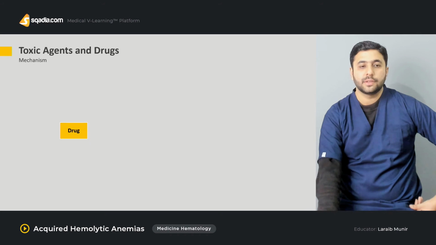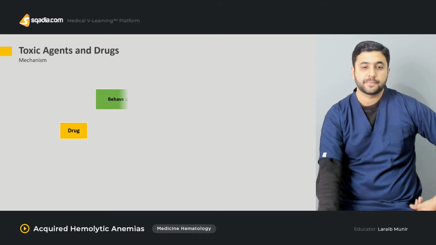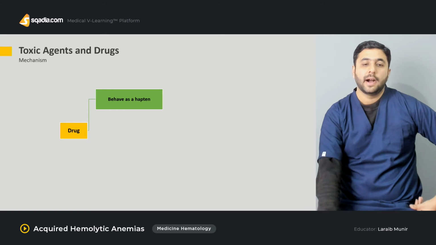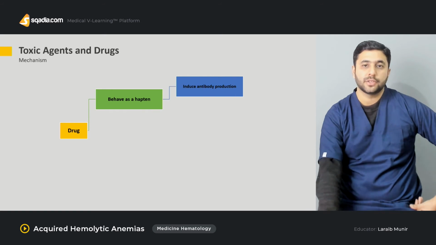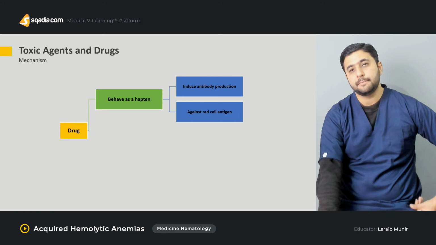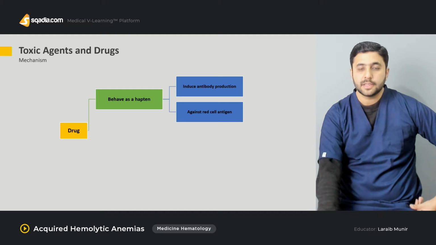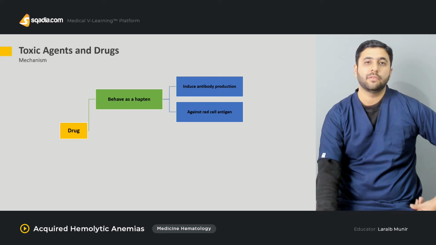Now let's talk about how the drugs lead to the destruction of the RBCs. There can be two mechanisms. Either the drug itself behaves as a hapten and leads to antibody production against it. So the drug is acting as a hapten, and there is an antibody produced against the drug, and in this process of an antigen-antibody reaction, the RBCs can get involved and lead to their destruction. So the RBCs can basically get involved as a bystander when this happens.